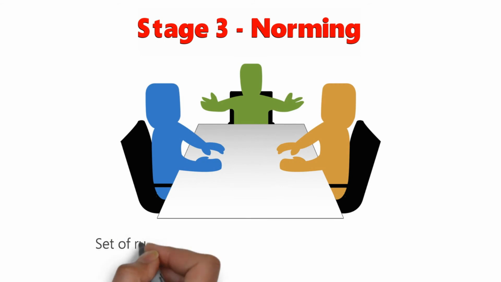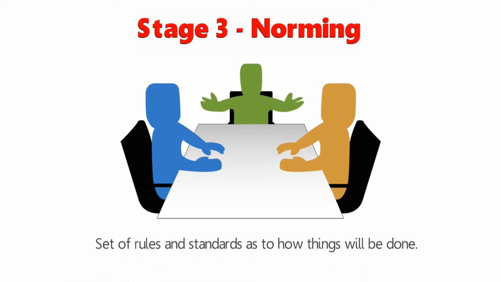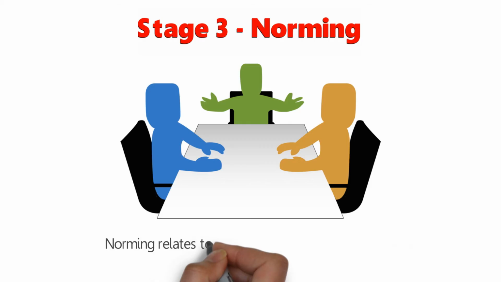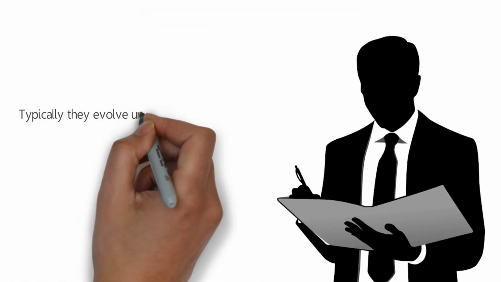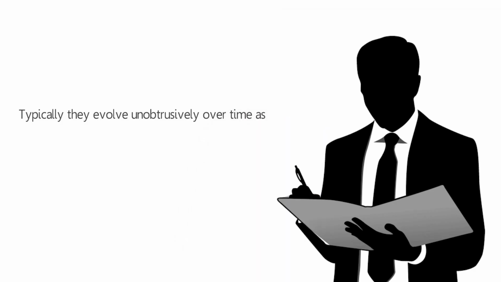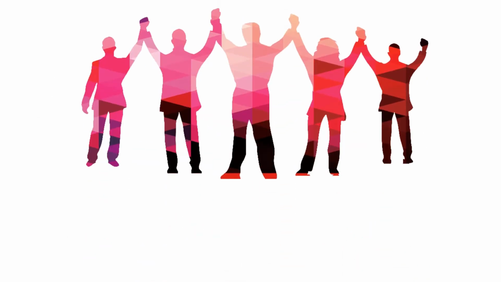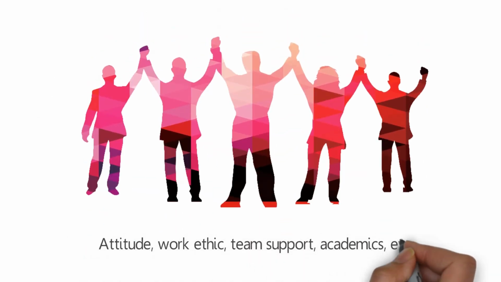The norming stage occurs when your team begins to settle on a set of rules and standards as to how things will be done. Norming relates to your team's standards and practices. Occasionally, these standards are formally written and agreed upon, but typically, they evolve unobtrusively over time as "this is the way we do things." Obviously, your team's norms and standards concerning attitude, work ethic, team support, academics, etc. have a tremendous impact on the success of your team.